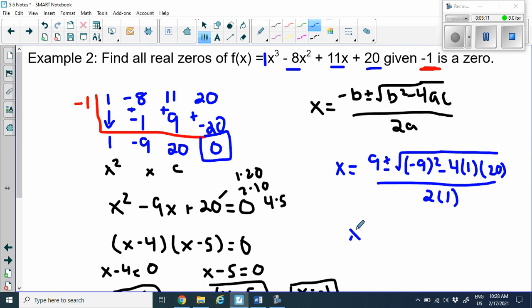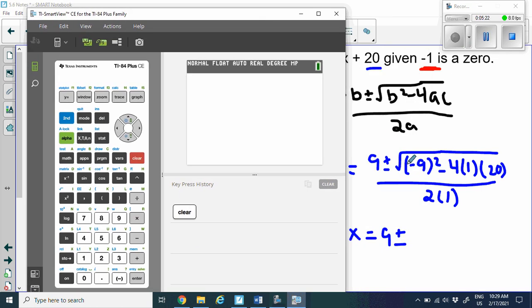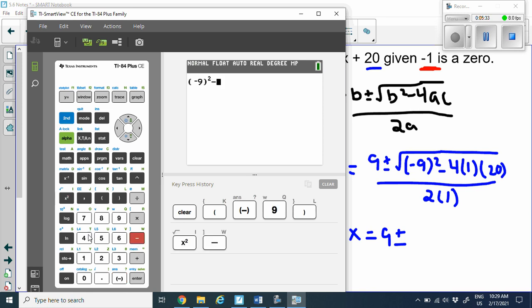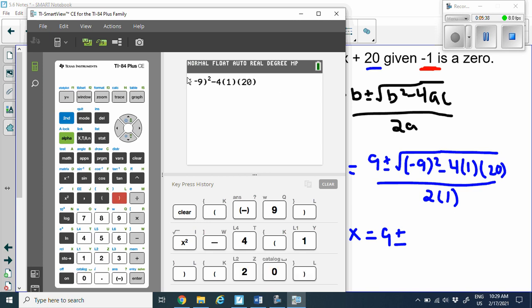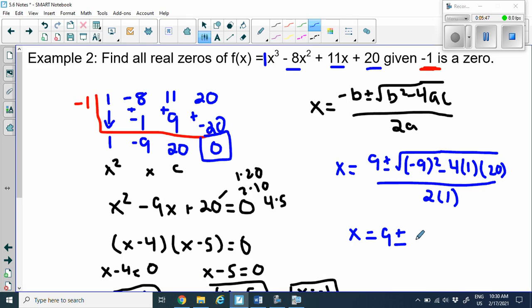Okay, so now from here, remember we take what's underneath the square root and plug it into our calculators. Let me show you how we did that. In our calculator, as I said, we only plug in what's underneath the radical, not the radical itself. So be careful, because a lot of you are going to try to do that. We do -9 squared minus 4 times 1 times 20. I don't see any square root, so we only plug in what's underneath it. And I get 1. Then I have the square root of 1 over 2.